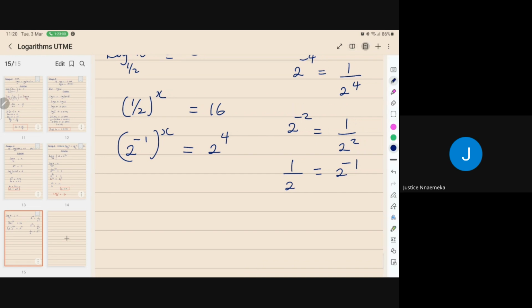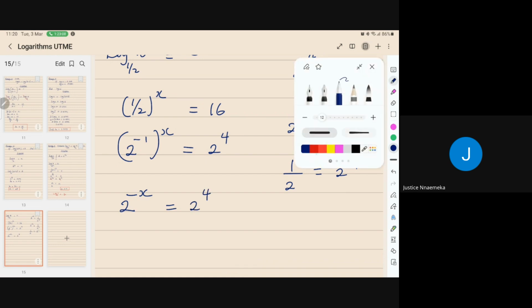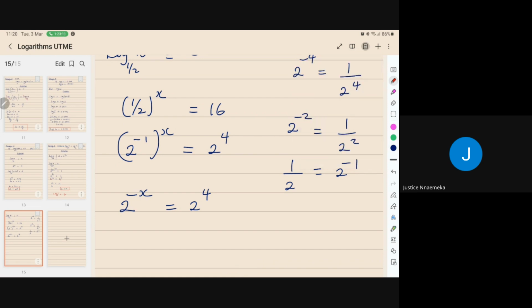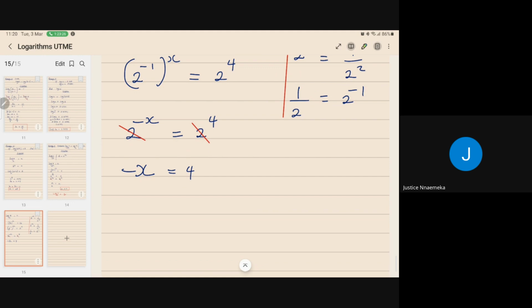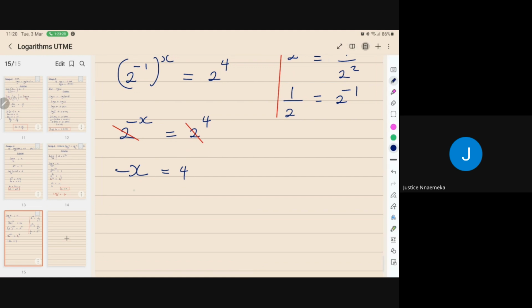And what that entails is that at the moment, I now have 2 to the power of negative x is equal to 2 raised power 4, right? That's why we learned indices before now, because indices will help us understand things on logarithm. So we cancel 2. So it means that negative x is equal to 4. But what I need is x and not negative x. You multiply both sides by negative 1, so that x is equal to negative 4.